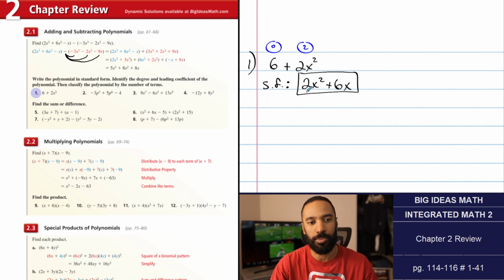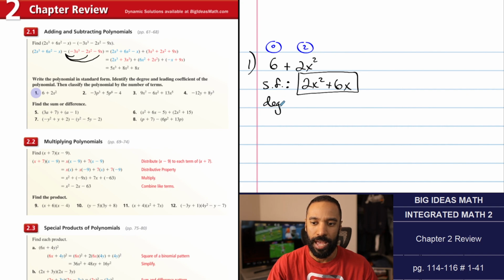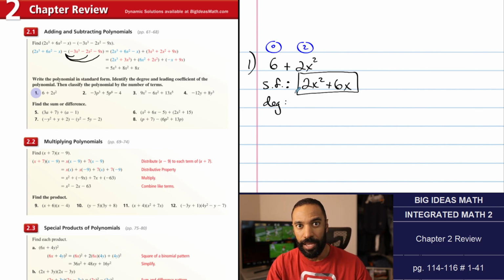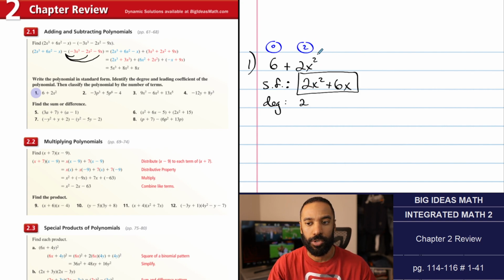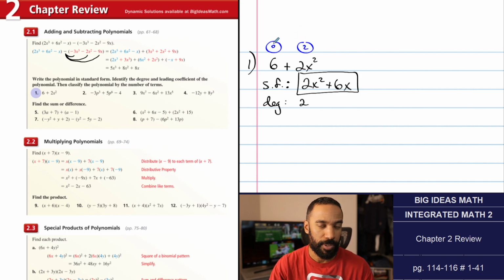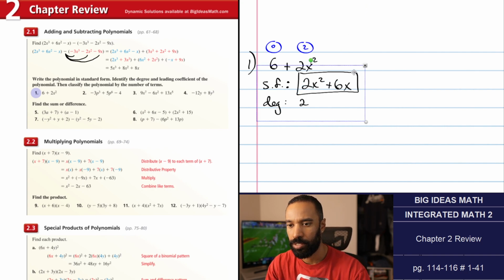We are also going to be identifying the degree of the polynomial. The degree of the polynomial is the same as the degree of the leading term. It is 2. No, you do not add all of the degrees of each term together, even though 2 plus 0 is still 2. Even if this was a 1, the degree would still be 2. I don't know if I should be boxing these other things here.